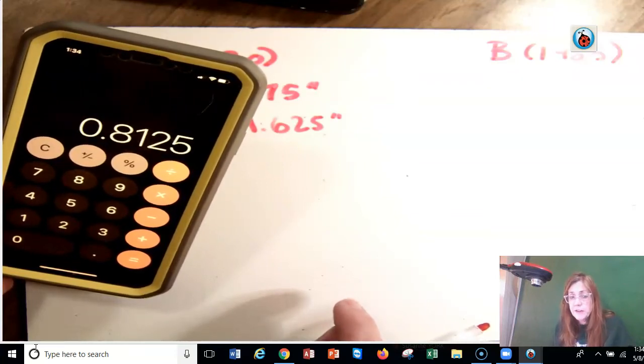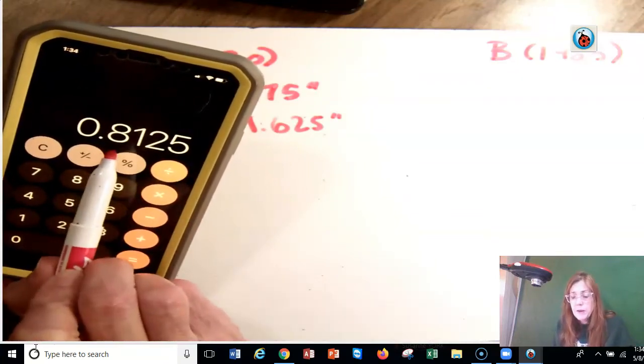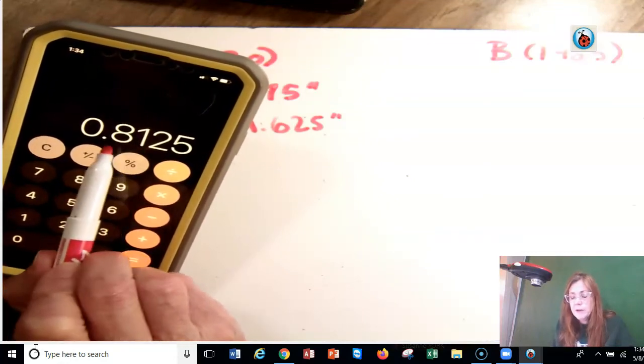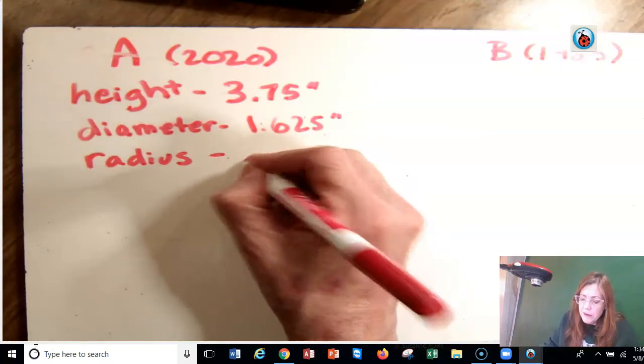I'm going to round it to the nearest tenth. Remember, the tenth is the first place to the right of the decimal. This is a 1, so I'm just going to round it to 0.8. So my radius is 0.8. Okay.